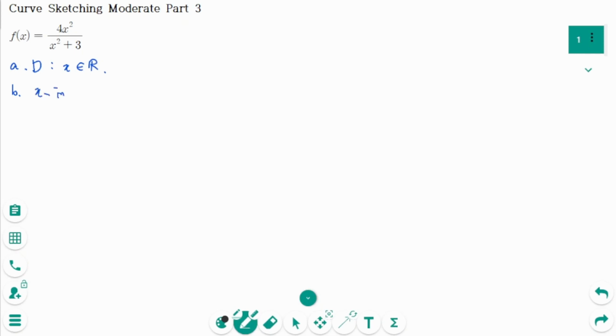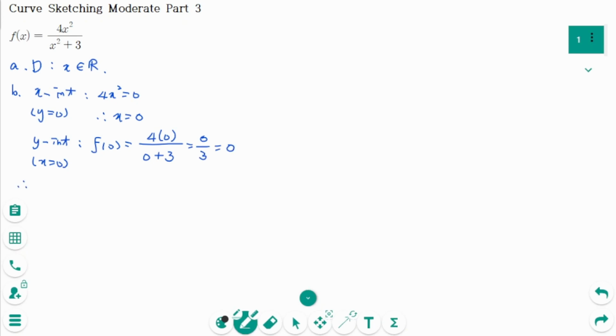The x-intercept is when y equals 0, which means the numerator is 0. So 4x squared equals 0, then x equals 0. The y-intercept is when x equals 0, then f of 0 equals 4 times 0 squared over 0 squared plus 3. Then 0 over 3, which is 0. So (0, 0) is the only intercept.